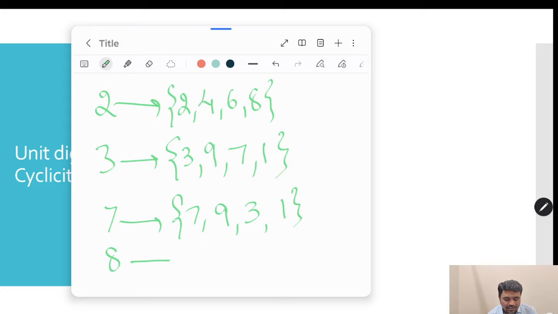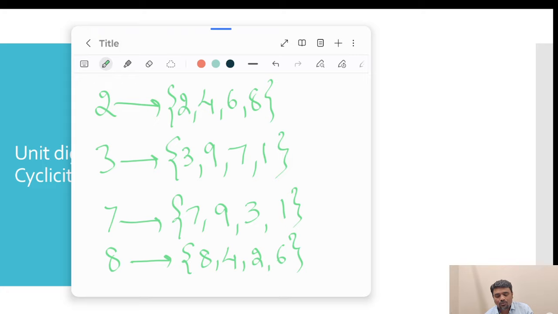In case of 8, it is 8, 8 8s are 64, 4, 8 4s are 32, 2, 8 2s are 16, and 6, 8 6s are 48. The cycle will be repeated. 8, 4, 2, 6, 8, 4, 2, 6. Okay. So these numbers you need to remember.